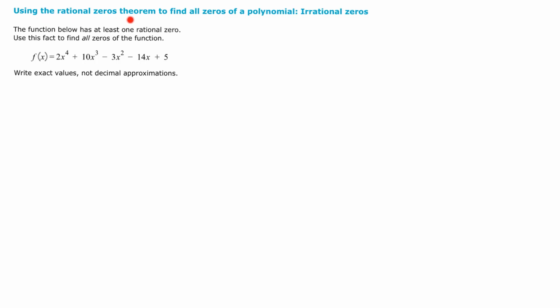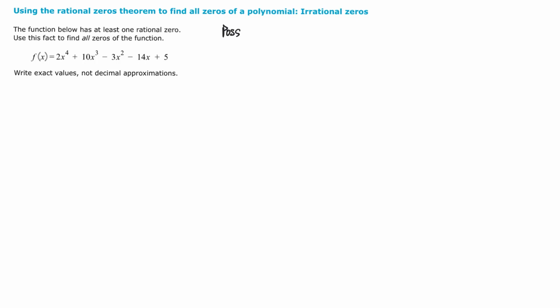Using the rational roots theorem to find all zeros of a polynomial, or irrational zeros. I think I may have said rational roots theorem; you could also call it the rational zeros theorem. Let's list the possible rational roots.